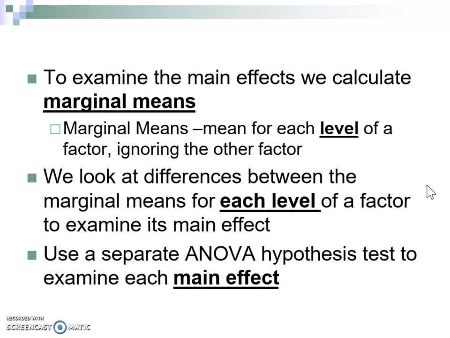And as I mentioned earlier, each of these hypothesis tests are separate tests. So we're going to use a separate ANOVA to test each of our main effects. These analyses are completely independent of each other, which means you can have any combination of significant or non-significant results for each of the different hypothesis tests that we're going to do here. So keep that in mind. You can have any kind of combination of findings across these three hypothesis tests.